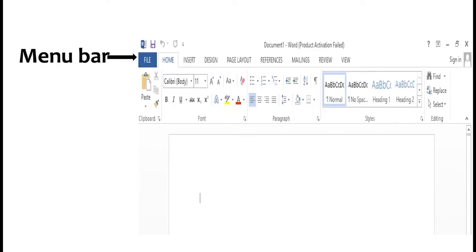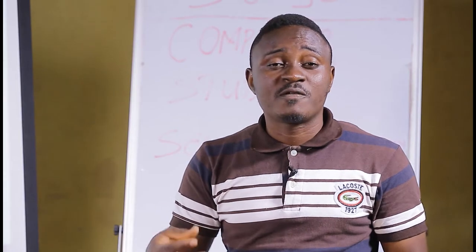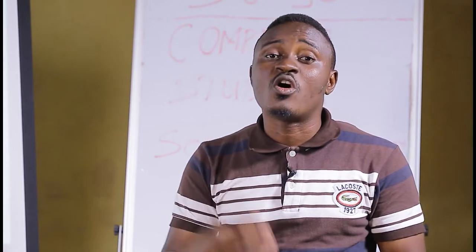We also have the Home menu. We have the Insert menu when you want to insert certain things into your document, like shapes and so on. We have the Design. It enables you to make a lot of designs. We also have the Page Layout. We have the References. We have the Mailings, the Review, and the View. All these are menus that consist of so many other functionalities you can perform on your document.